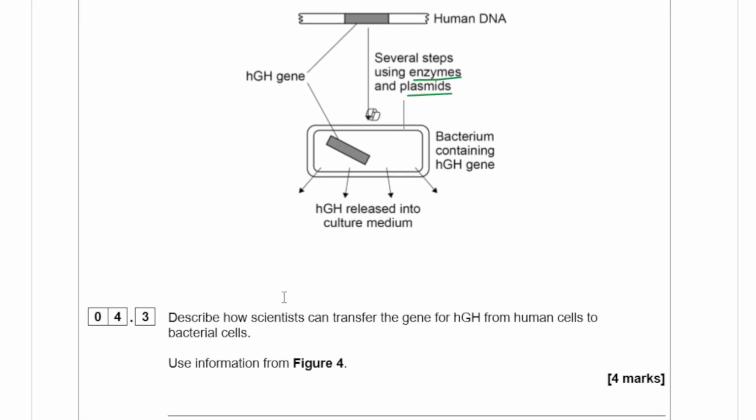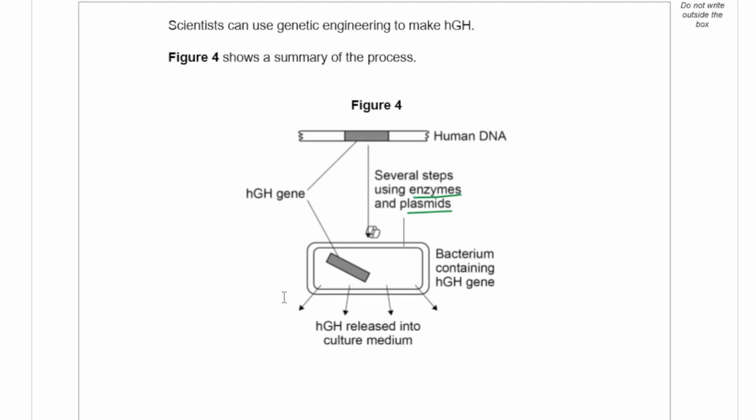Describe how scientists can transfer the gene for HGH from human cells to bacterial cells. Use information from figure 4. So you've got the human DNA which contains the gene for HGH. So this needs to be cut from the human DNA using enzymes. These are a group of enzymes called restriction enzymes.